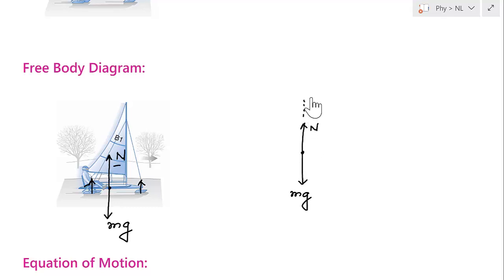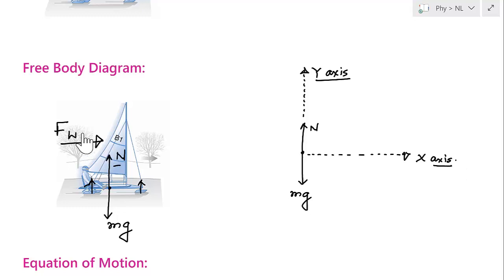So this is my y-axis. Similarly, now we can assume this is our x direction, so this is the x-axis. What are the forces acting along the x direction? One force acting is due to the wind, that is Fw. So we can show this force Fw something like this.